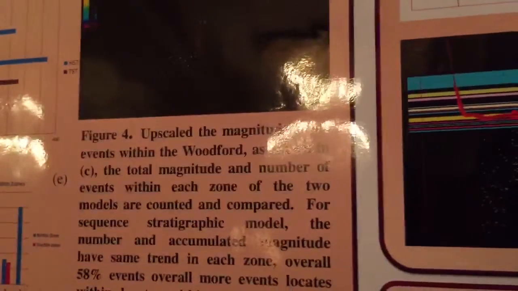The result is that within the parasequence set model, we can pretty much see more microseismic events and higher magnitude located in the highstand systems tract and transgressive systems tract than in the other systems tract.